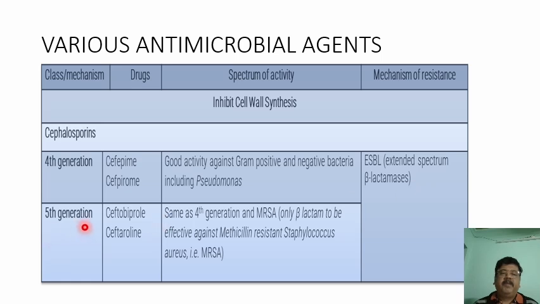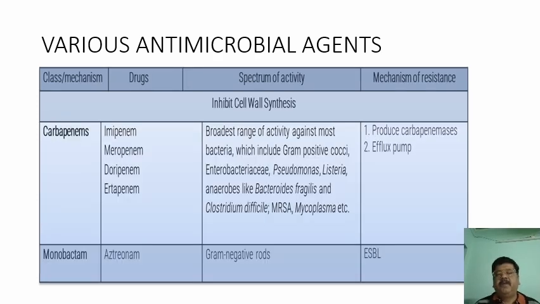Now come fifth generation cephalosporins, ceftobiprole and ceftaroline. These are the same as fourth generation cephalosporins, plus MRSA. They are the only beta-lactams effective against methicillin resistant Staphylococcus aureus. So only fifth generation cephalosporins are effective.